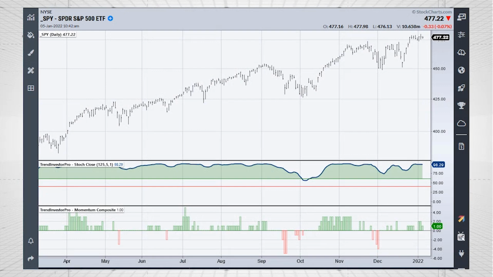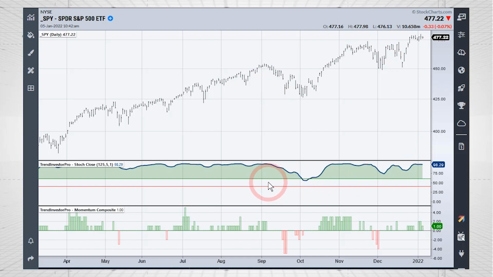So let's start off with SPY, which is one of the strongest ETFs out there. And that's for the simple reason that you can see it is trading near a 52-week high. If we look on this chart here, the overall trend is clearly up.